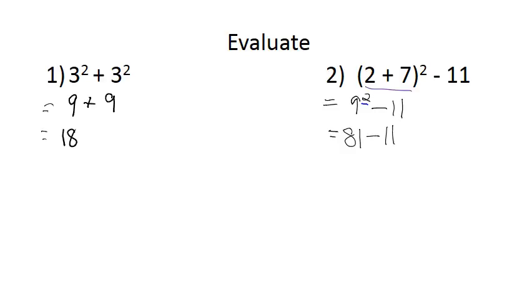Minus 11. The last operation is my subtraction, and this subtraction is kind of interesting. I have 81 and I have 11. Well, if I take 1 away from both of those, I have 80 minus 10. So I took 1 away from 81 and made it 80, and 11, I took 1 away from it and made it 10. So I can quickly do this in my head, and I know 80 minus 10 is 70.